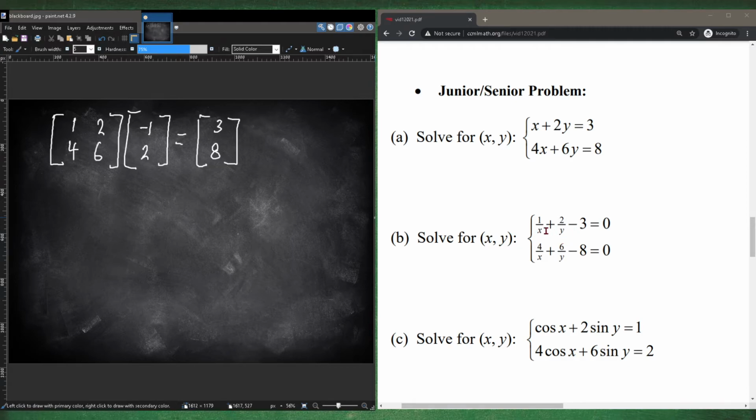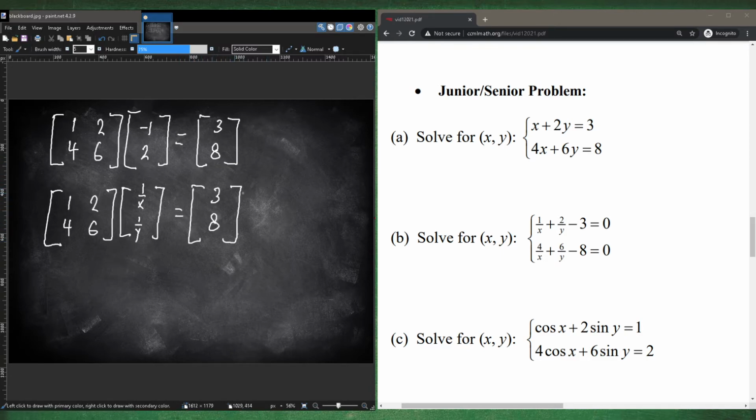So you could just ignore how it's written and just write the matrix form again. So the coefficients are 1, 4, 2, 6, and then you could just set it equal to 3 and the 8. So then we have 1 over x this time and 1 over y this time. And that is equal to 3, 8. Okay, so as you see, this is the same as this.